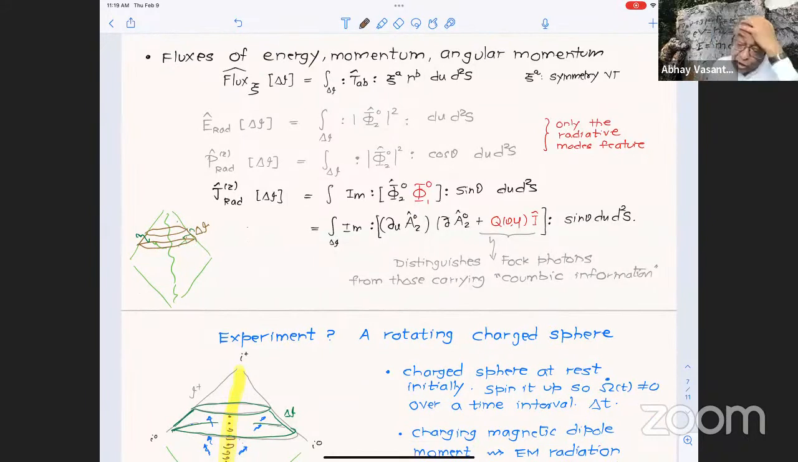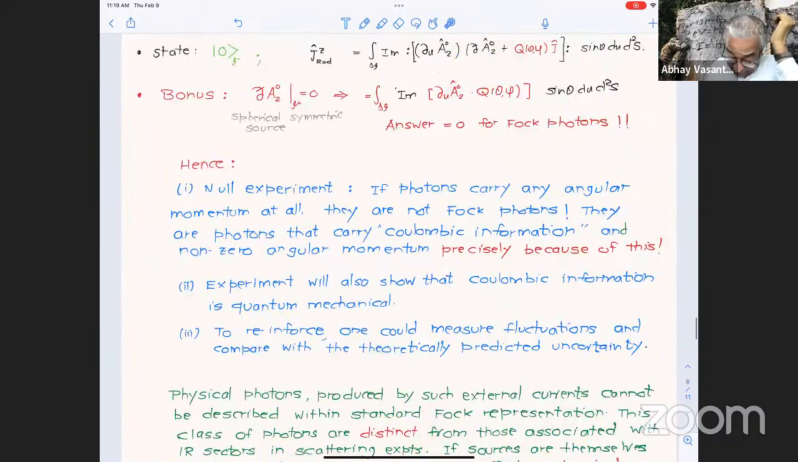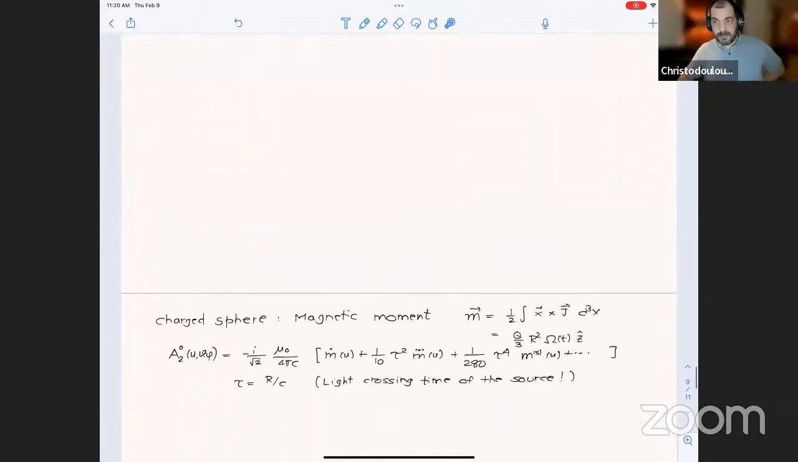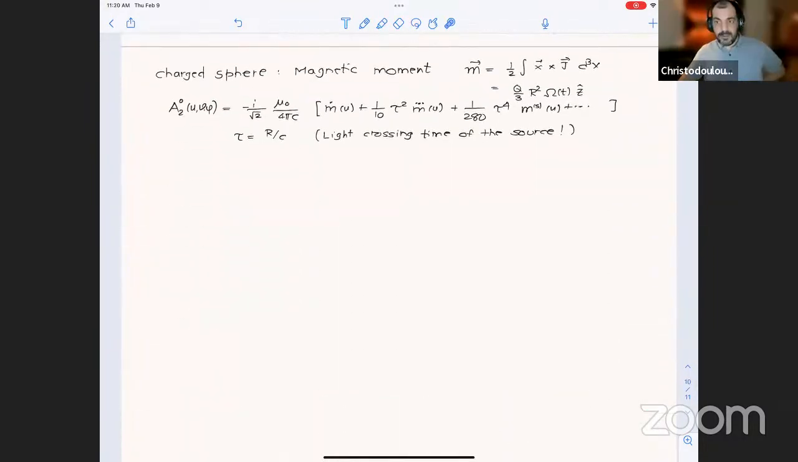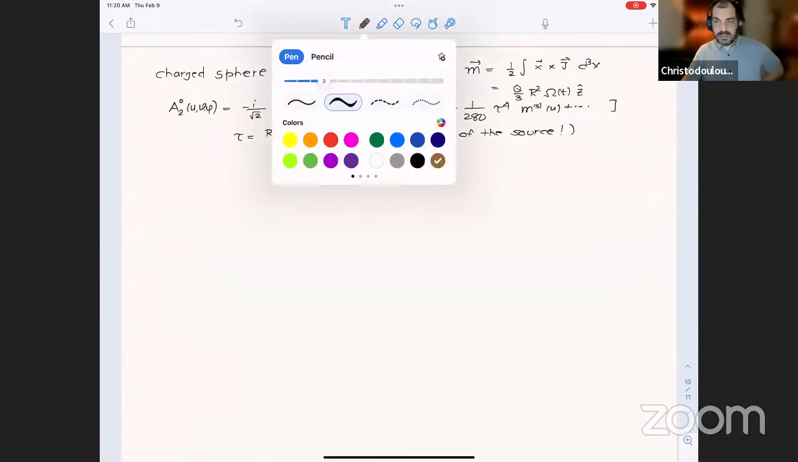Yeah. So the question that Marius is asking is, why is it that the energy and linear momentum carried away by photons only cares about the radiative aspect, but the angular momentum also cares about the Coulombic aspect? That is Marius's question, right, Marius? Yes. Okay. If you have an intuition of why this is the case.